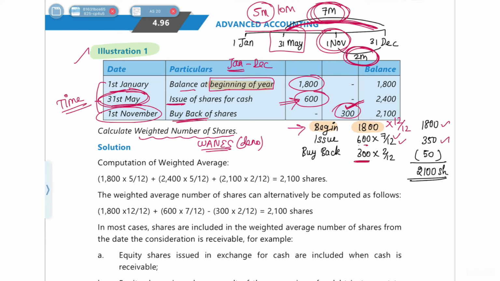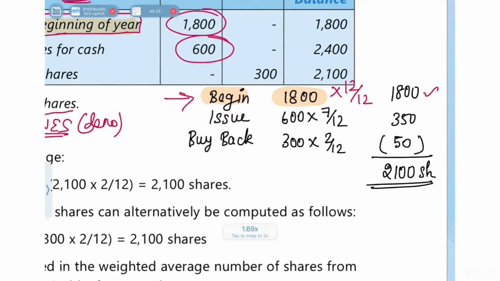So you have to see the 300 shares have been bought back. How many months were left after the buyback? Only 2 months were left. So into 2 by 12, if you do such average, that will be 50 shares. So 50 shares will be deducted.